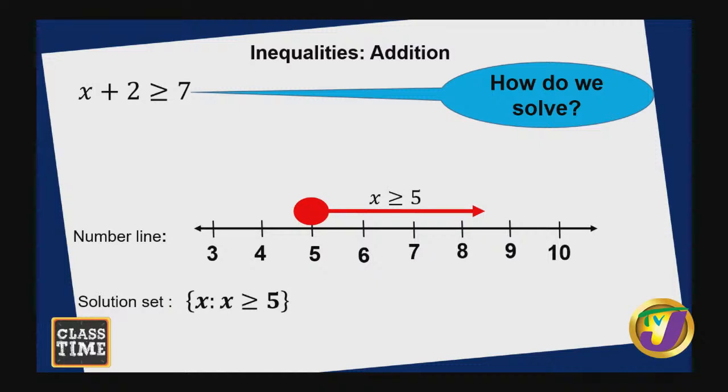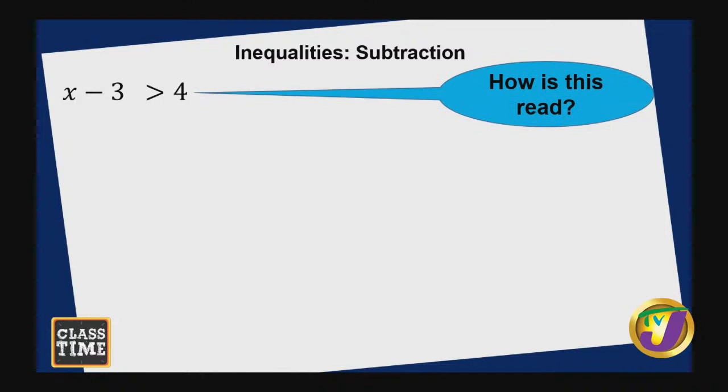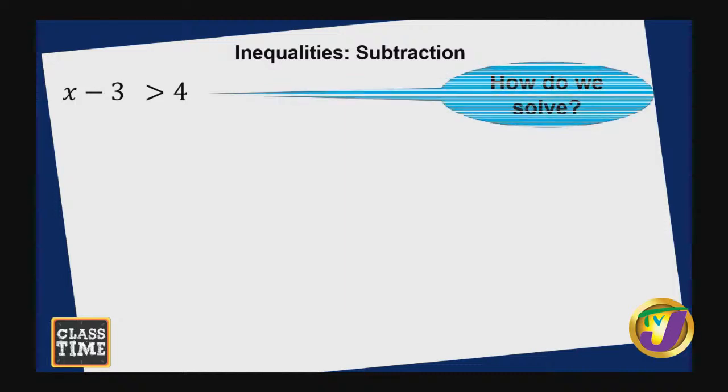So let's look at this subtraction again. How is it read, and how do we solve? It is read as x take away 3 is greater than 4. Remember, the opening shows the greater portion, and the closed end refers to the lesser portion.